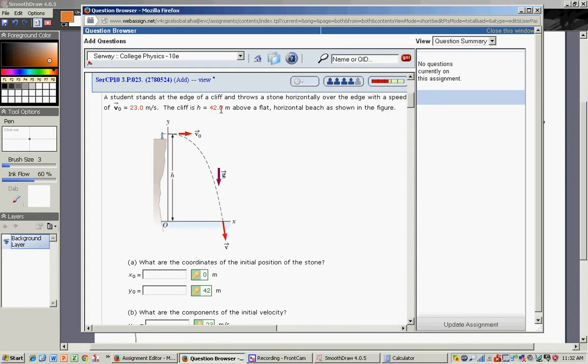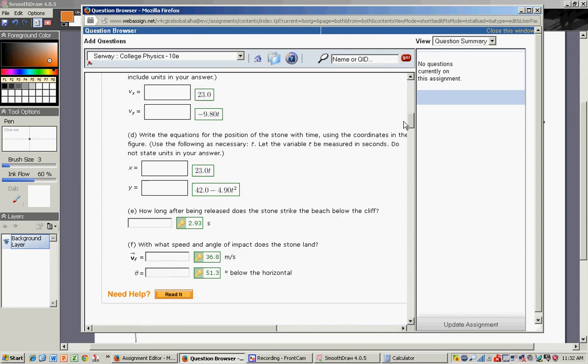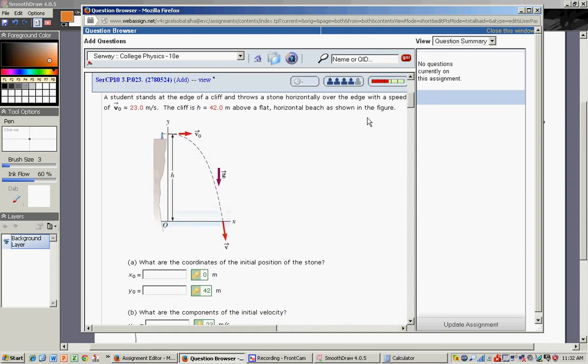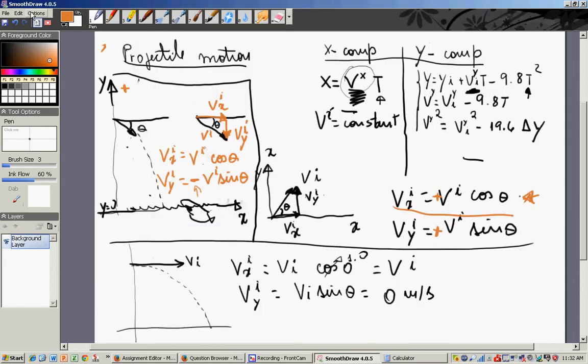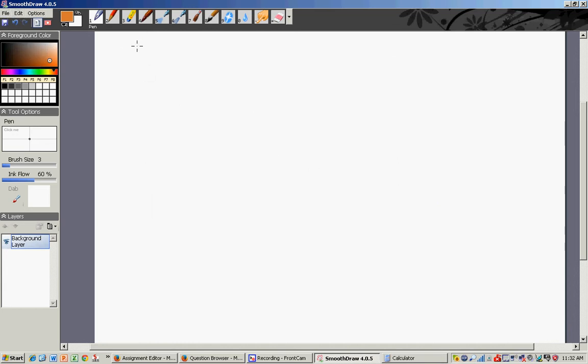So let's see how these problems play. In this situation, you have a student at the edge of a cliff, right? And they throw a stone horizontally with a given velocity. The cliff has a given height, and we want to find all kinds of things. Okay, I'm not going to do the entire problem, but we want to find tons of things. So let's put the information on our board.